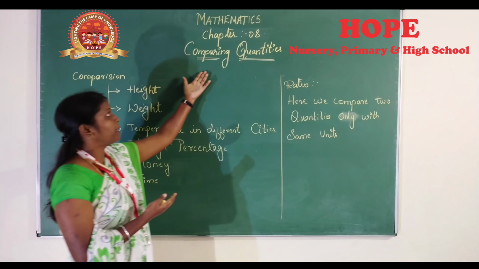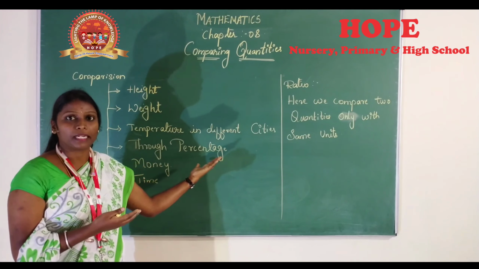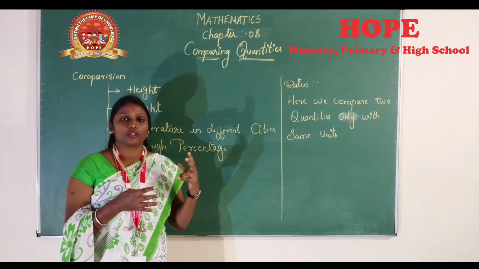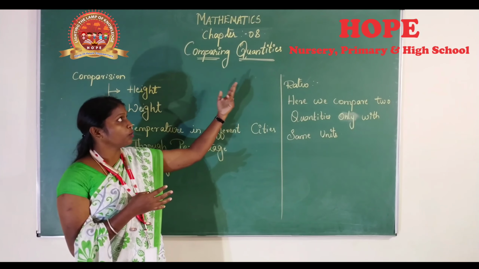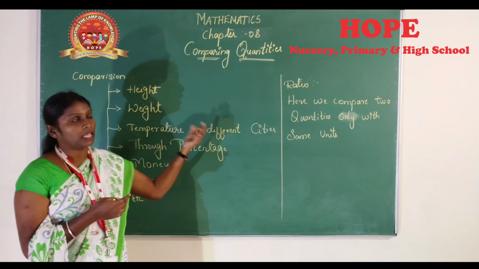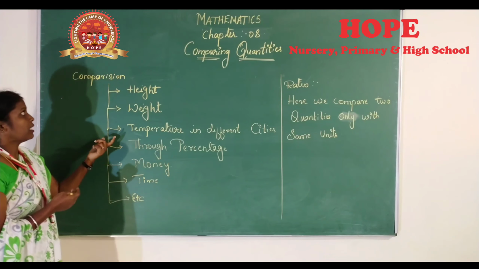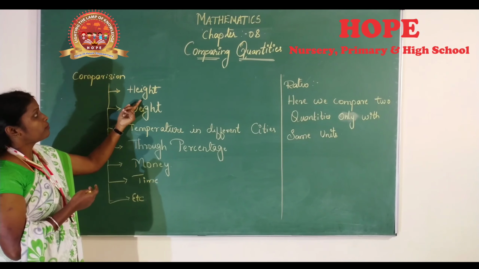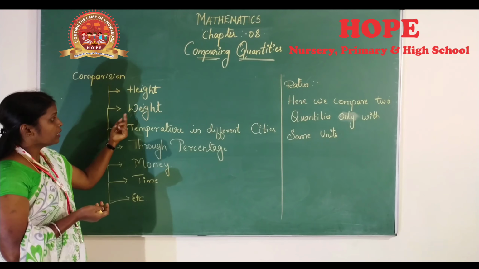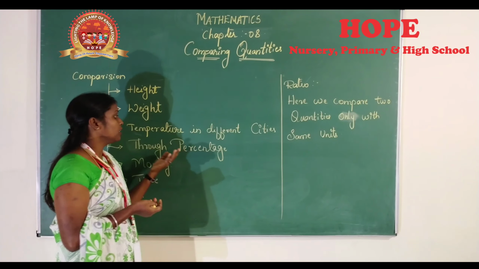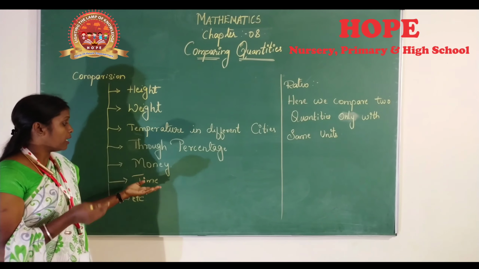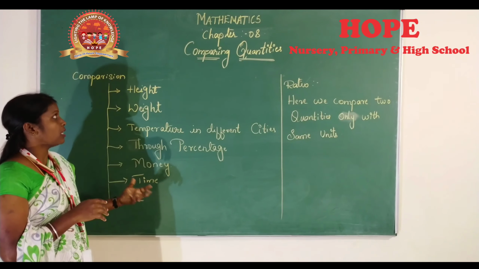The word comparing only tells us what this chapter completely deals with. We compare any two quantities with their units. Here the comparisons are made in height, weight, temperature and different cities, then percentage comparisons, money comparison, and time, etc.